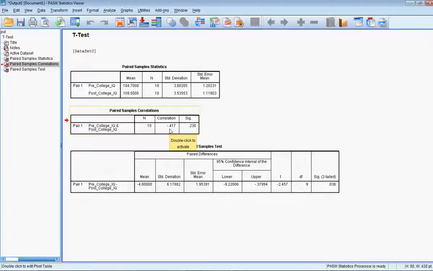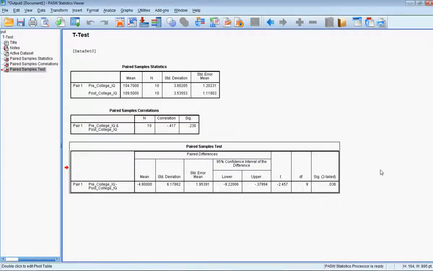We don't really need this, but you would use the correlation coefficient if you were actually calculating this t-test by hand. So SPSS seems to think you'd want it for some reason here, but we really don't need it. The third table has our inferential stats, so that's the more interesting thing we want to look at.